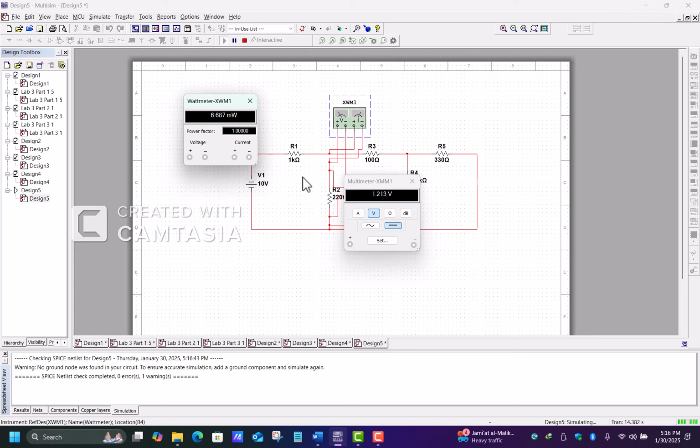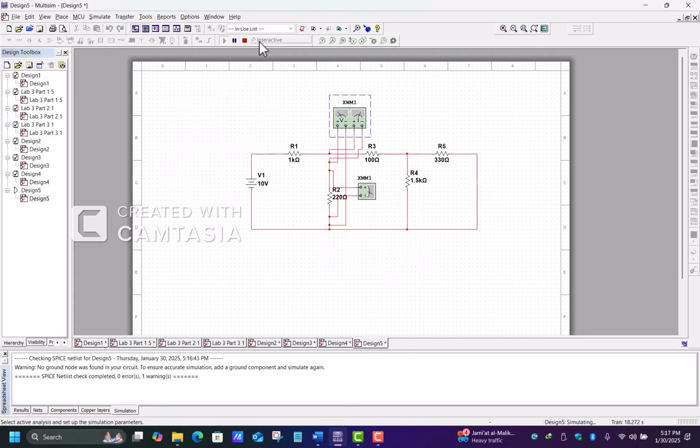So this is for the first part. If we go to the second part of the circuit, what we do now is consider the second voltage source, and we'll make it a short circuit now.